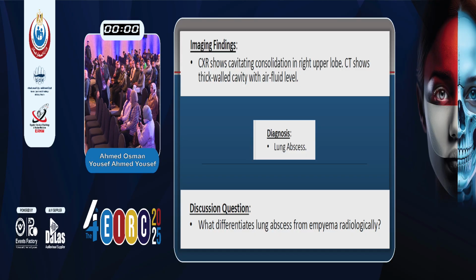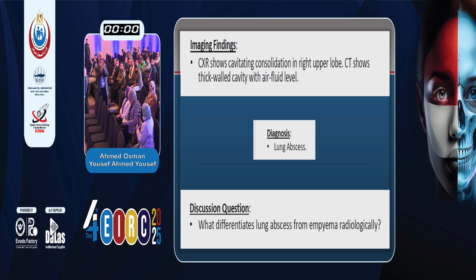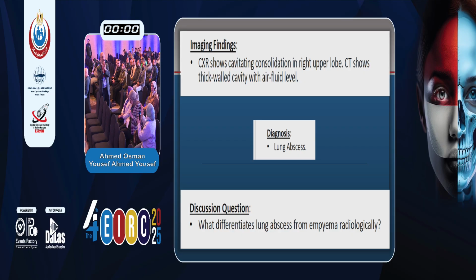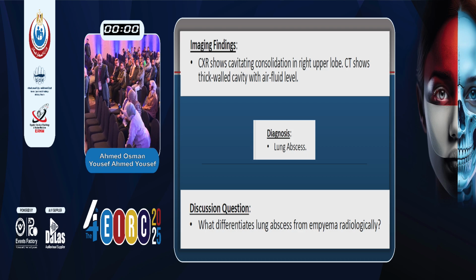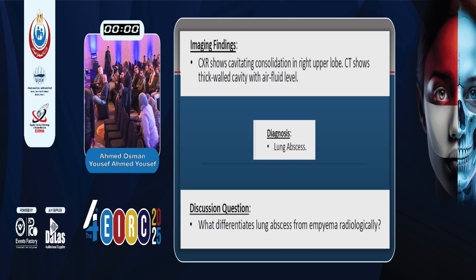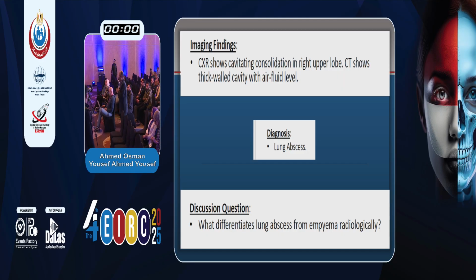Rounded, with air fluid level. Do you know about the split sign? It is the pleural split sign in empyema. It splits the visceral from the parietal pleura, yes. This is the main differentiating point between the abscess and empyema.